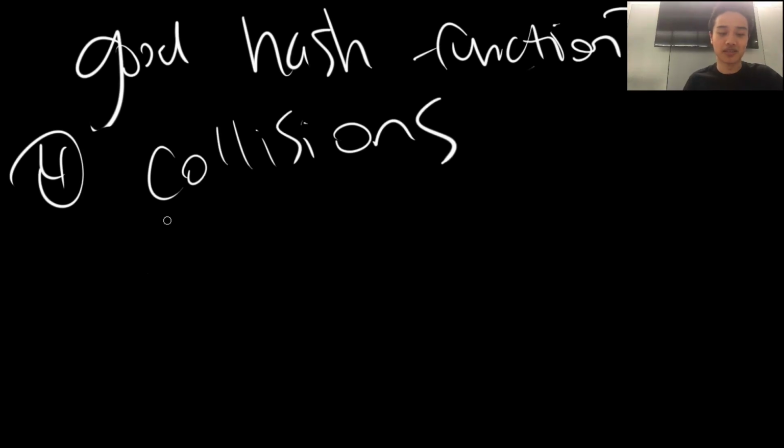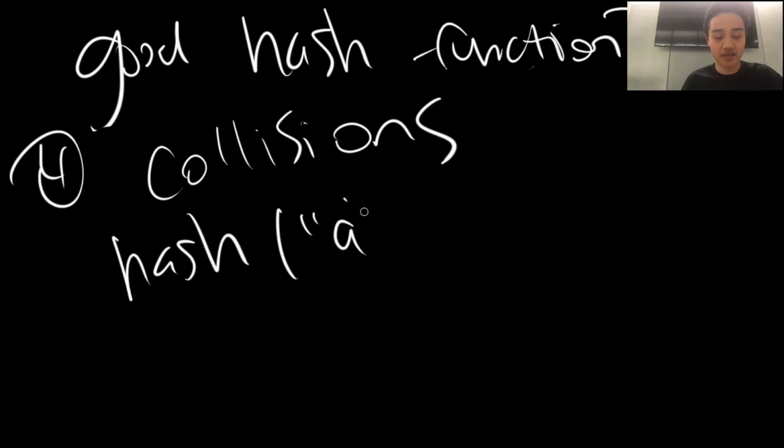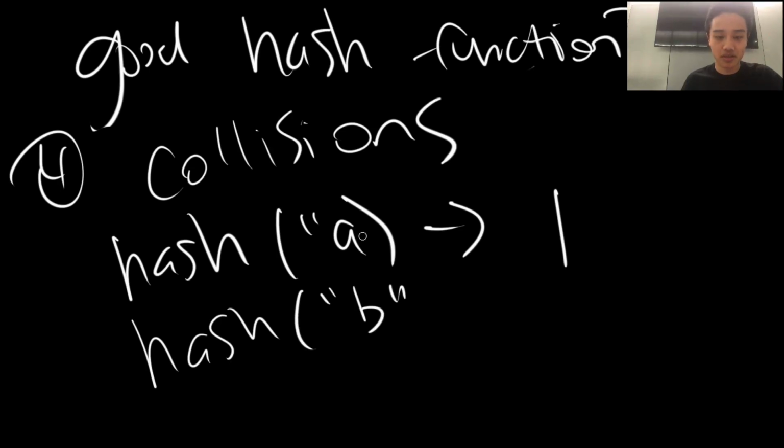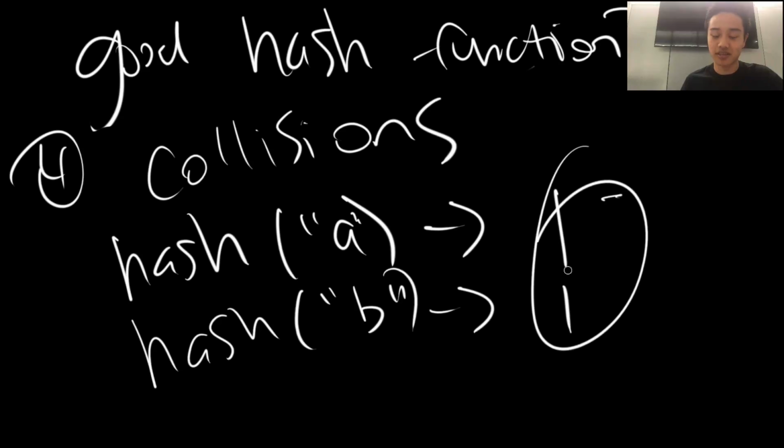So what this means is that you want the hash function to generate as few conflicting values as possible. So if we run hash of A and we get the value of 1, and then we run hash of B and get the value of 1, then that's bad. And this is considered a collision because it returns the same value for 2 different inputs.